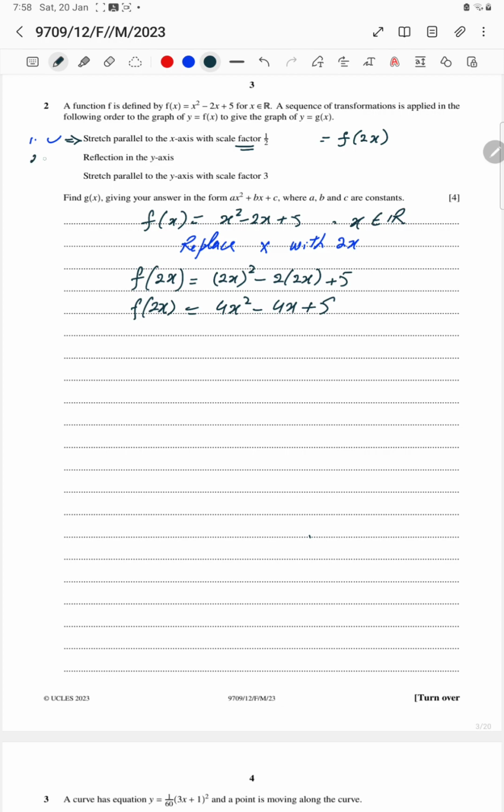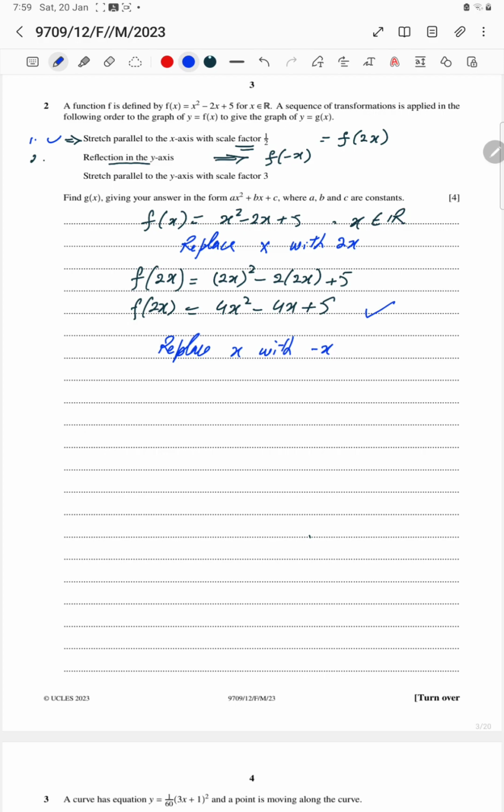Now the second case says the reflection is in the y-axis. As per the rule of transformation, whenever reflection is taken along the y-axis, we replace x with minus x, and if it's the x-axis, the whole function will be replaced with minus. So the second case says now replace x with minus x in the above result.